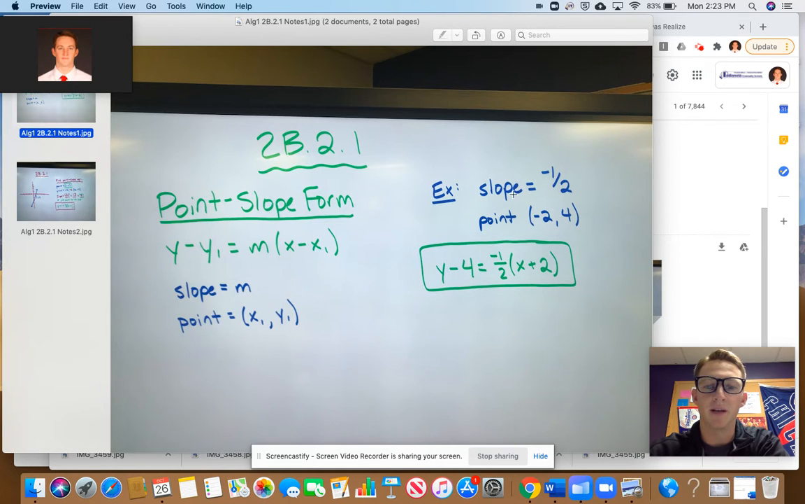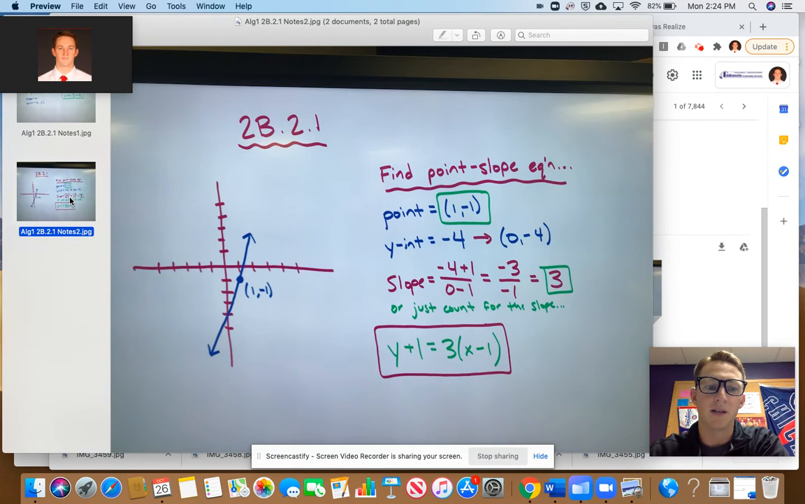So our first example, they give us the slope of -1/2, and they tell us that the line passes through the point -2, 4. So we are simply just going to plug in our slope for the m, and this would be our x1, and this is our y1. So we're going to plug in the x1 right here. Notice it's x minus x1, and then we're going to plug in the y1 right here, so y minus y1. So y minus y1 is 4 equals -1/2 times x minus -2 turns into x plus 2. So if that's a -2, we're going to flip the sign here because we have a negative.